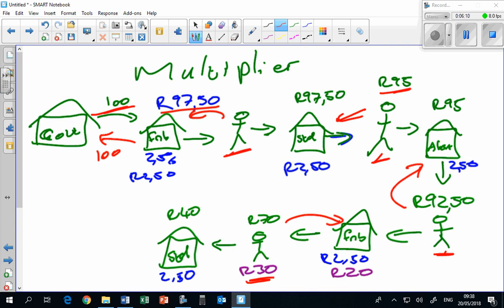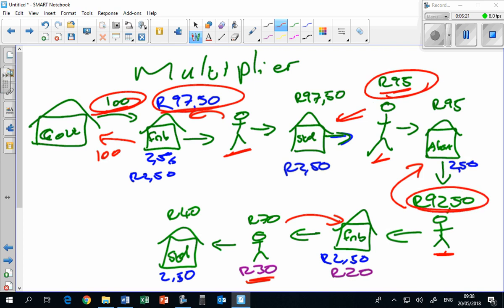So do you see how this 100 Rand injection into our economy is now worth 100 plus 97.50 plus 95 plus 92.50 plus 70, plus more if we had carried on. That 100 Rand that was injected into our economy is now worth a whole lot more money within our economy because it was used over and over again within our economy.